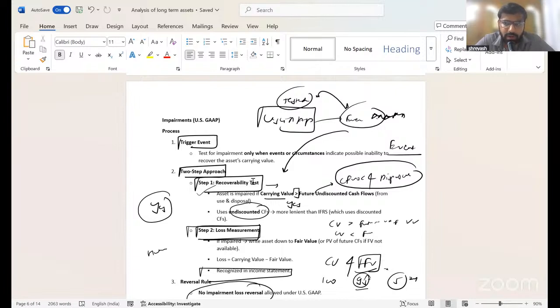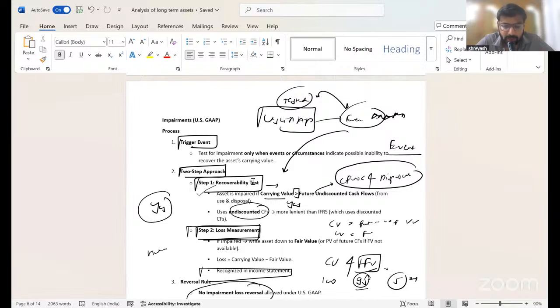Okay, sir, fair enough. So, sir, if carrying value is greater than undiscounted cash flows, impairment has happened. Yes. Sir, what is the amount of impairment? You compare carrying value and the fair value. Sir, आपने carrying value और fair value compare किया. Carrying value is 100, fair value is let's say 95. The asset is impaired by 5 rupees.